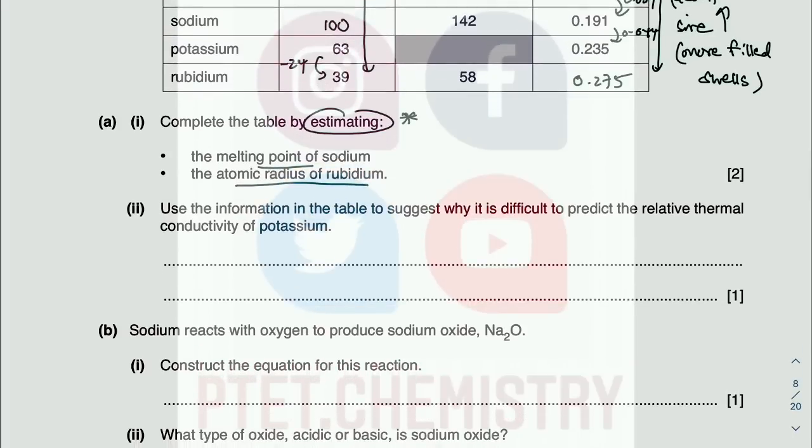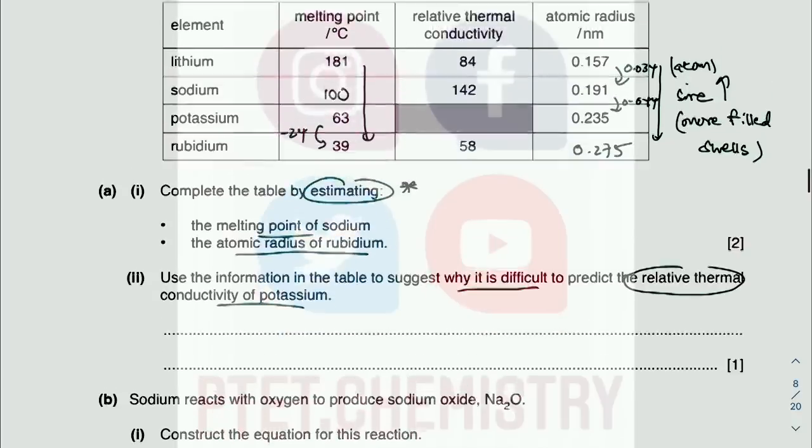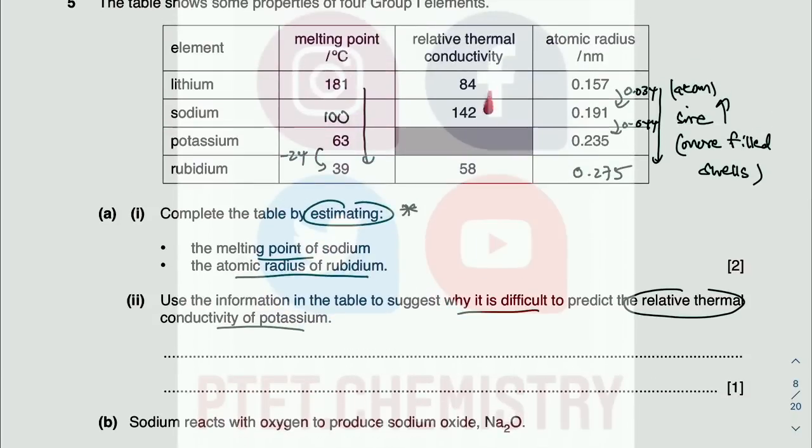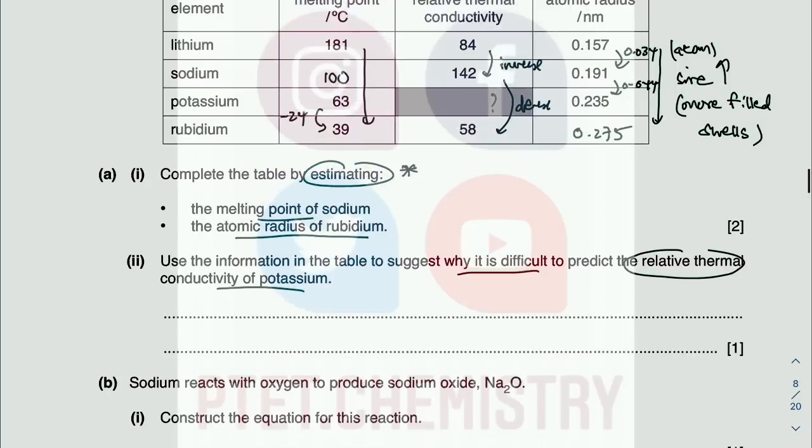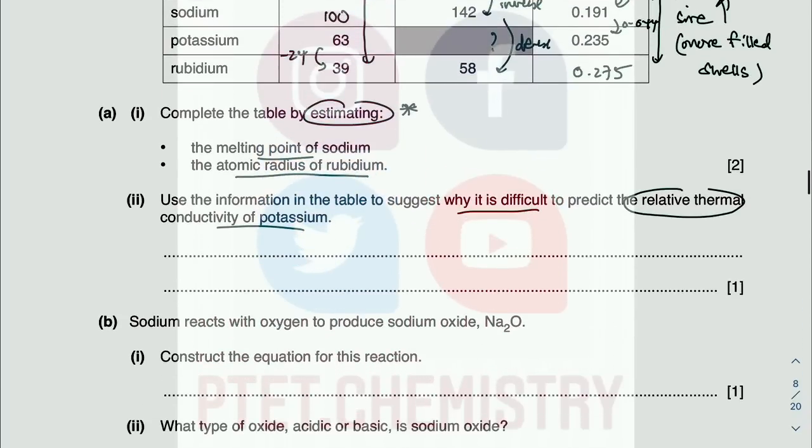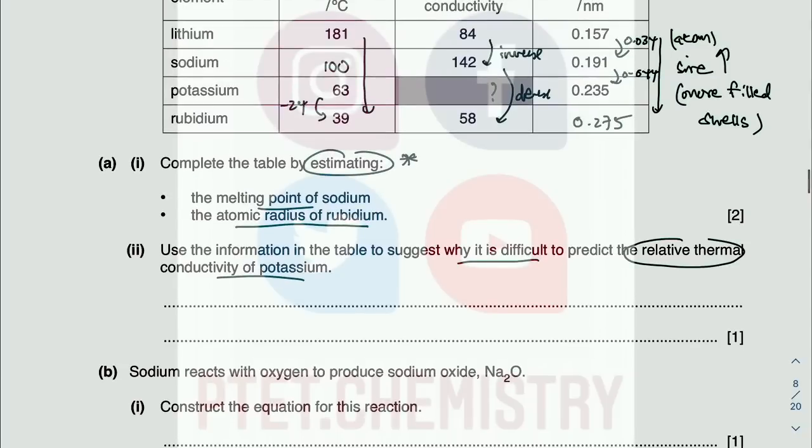Okay. Why is it difficult to predict the thermal conductivity of potassium? So have a look at the thermal conductivity. Here it continuously gets smaller. Here it continuously gets bigger. Here it increases, but from here to here, you see it decrease again. So it's very hard to predict that for potassium because of that.